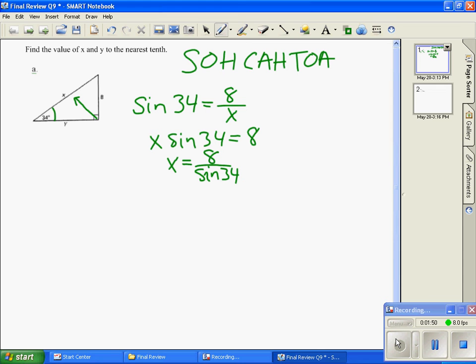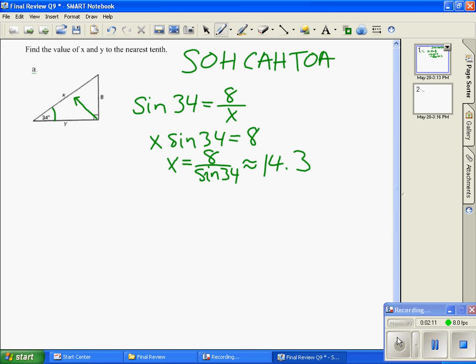So this is the time to whip up your calculator and plug this in so you can figure out the answer to this. So let's do that. So this is approximately what? Okay, so I punched it in my calculator and it came out to 14.3. Okay, so that's the length of x.